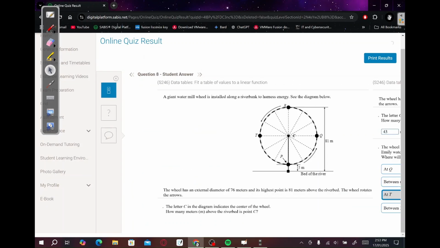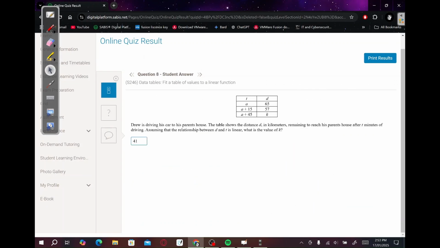Okay, question 8. Drew is driving his car to his parents' home. The table shows D and T values. Assuming that the relationship between D and T is linear, what is the value of K?